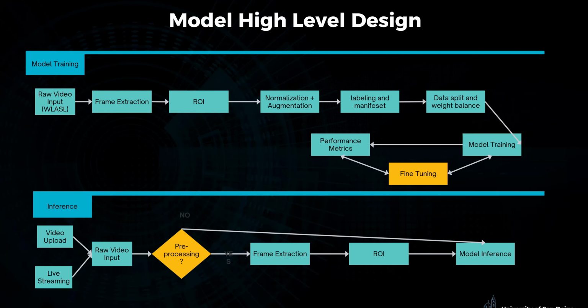For training, we start from raw WLASL videos, extract frames, and crop the signer with MediaPipe-based regions of interest. These clips are then normalized, augmented, and stored in a consistent format. From there, we create train, validation, and test splits that are as balanced as possible across our 96 glosses, and we train and fine-tune our 3D CNN while logging loss, accuracy, and other evaluation reports.